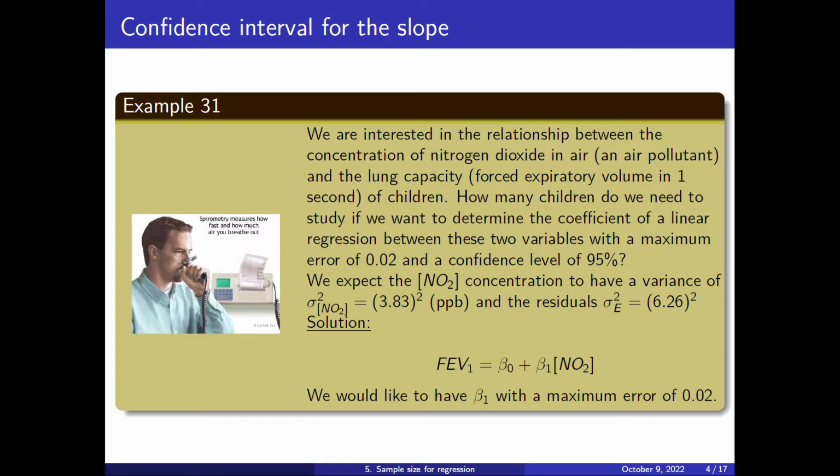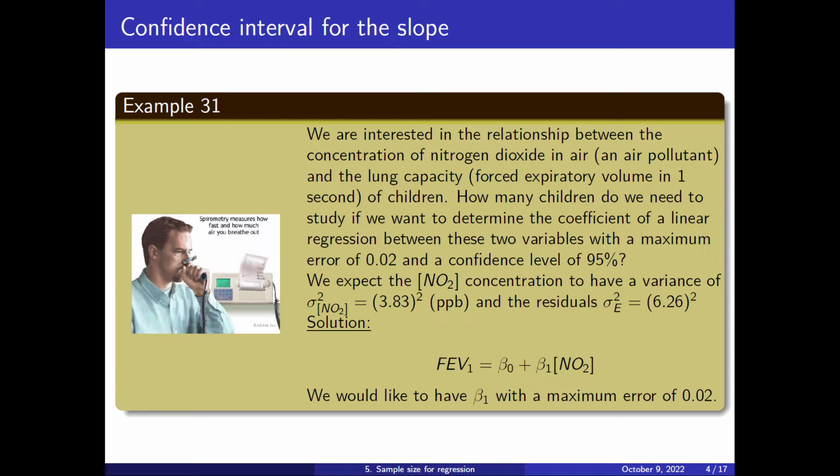Let's say that we are interested in determining the relationship between the concentration of nitrogen dioxide in air, that is an air pollutant, and the lung capacity, measured as the forced expiratory volume in 1 second, of children. So this relationship is studied in children. How many children do we need to study if we want to determine the coefficient of a linear regression between these two variables with a maximum error of 0.02 and a confidence level of 95%?